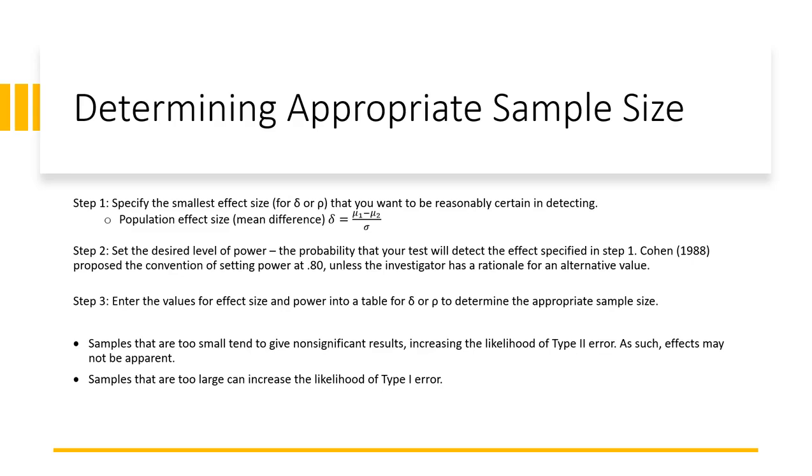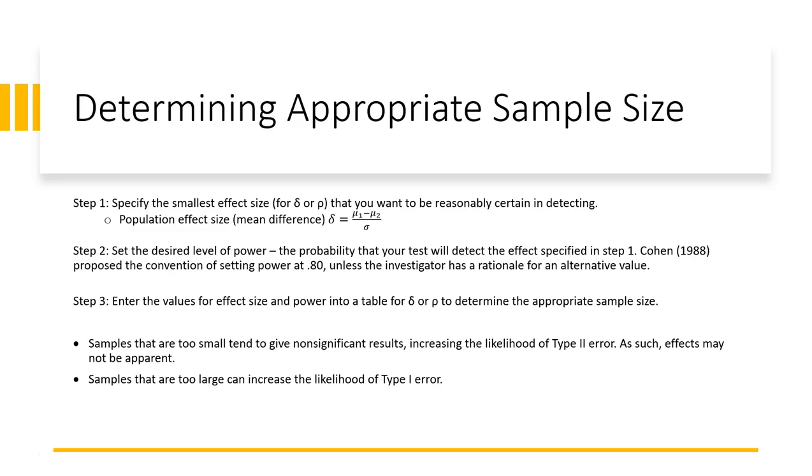And so if we're looking at our population effect size for a mean difference, you're going to be looking at your population mean 1 minus population mean 2 divided by our population standard deviation. And then you set your desired level of power, which is going to be the probability, once again, that your test is going to detect the effect specified that you're looking for in step 1. It is recommended that you use power about 0.8 unless you have some rationale for a different value. And then you enter the values of your effect size and your power into a table in order to determine what your appropriate sample size would be.